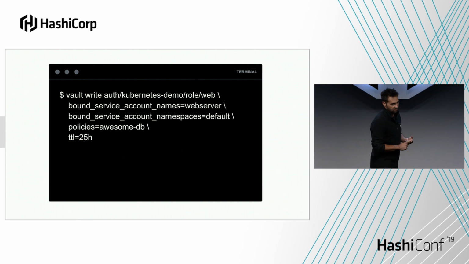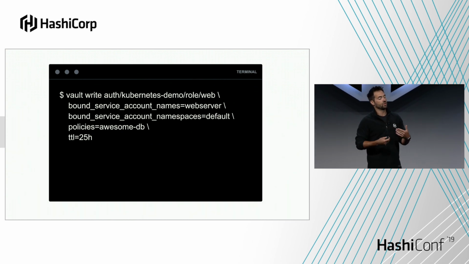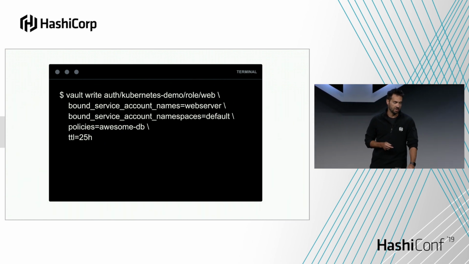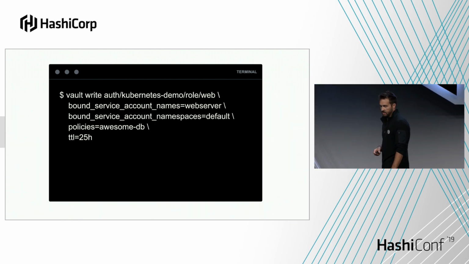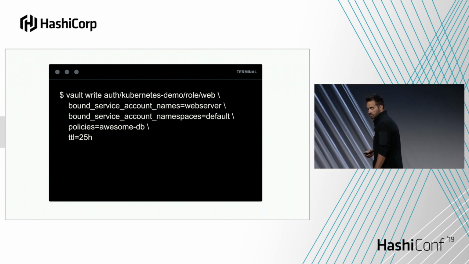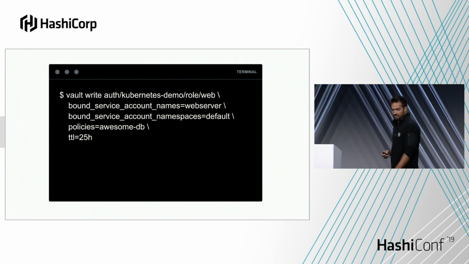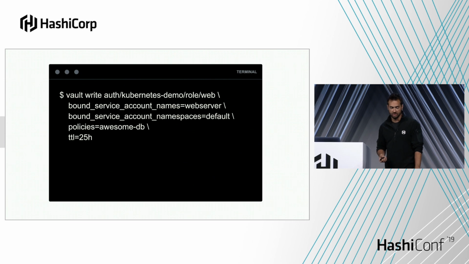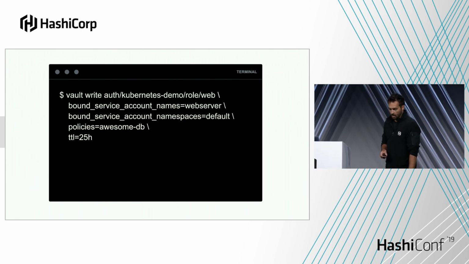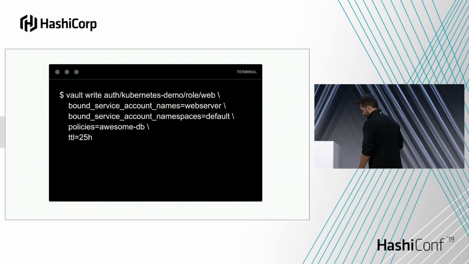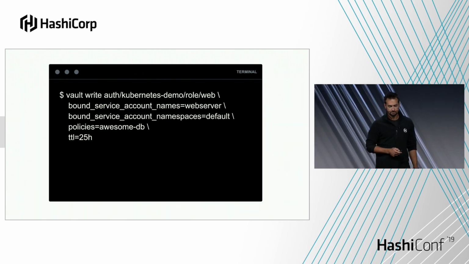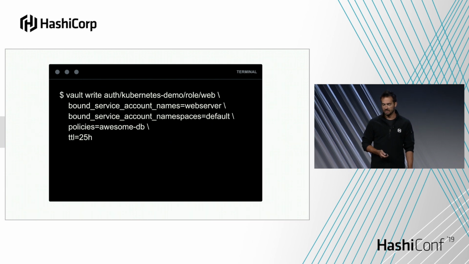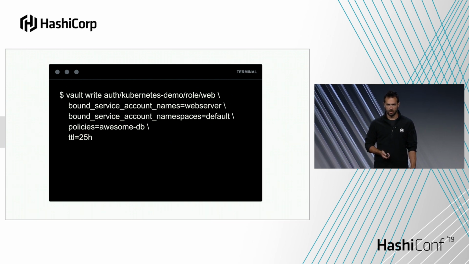And if all that's successful, I'm going to return to them a token that has the awesomedb policies. And this token, I'm being generous, this token lives for 25 hours by default. After 25 hours, you can continue to use the token, but it'll just fail. We'll just say no. Those tokens, like any token, are renewable, but you can configure that to maybe not be renewable.